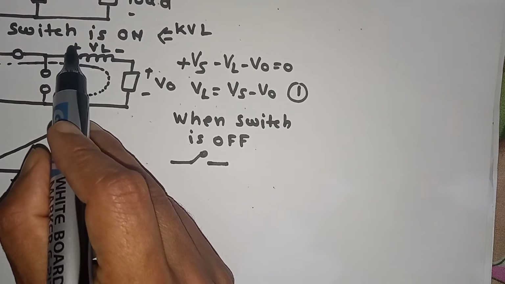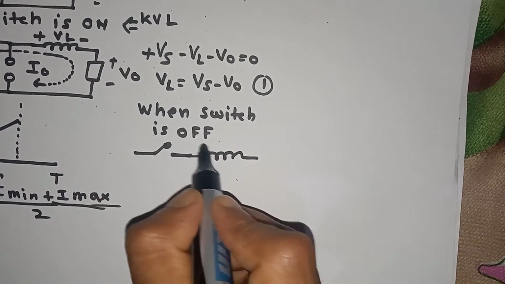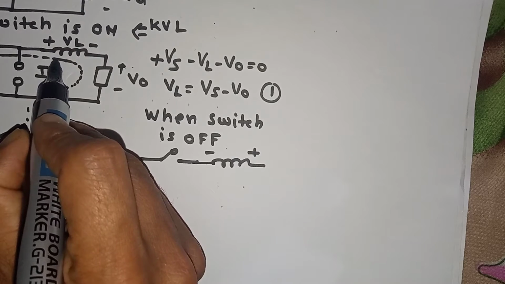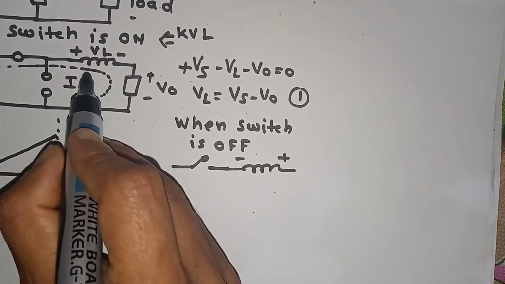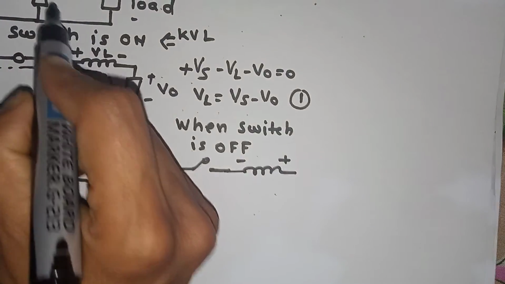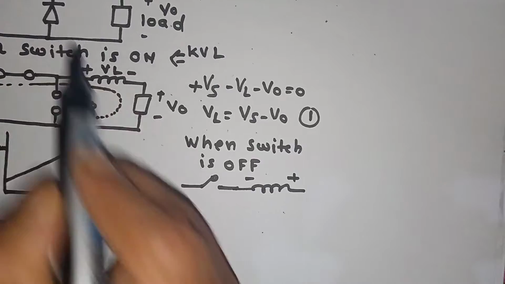During that time the polarity is reversed, so here the polarity will be negative and this is positive, and with this stored energy the current will flow and get its path from here. So the diode becomes forward biased, because current starts to flow from here.